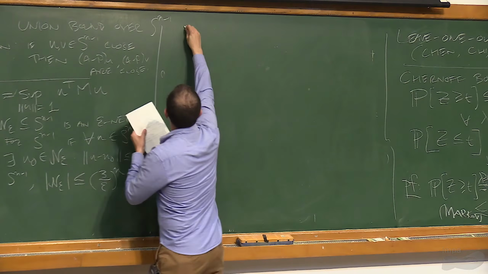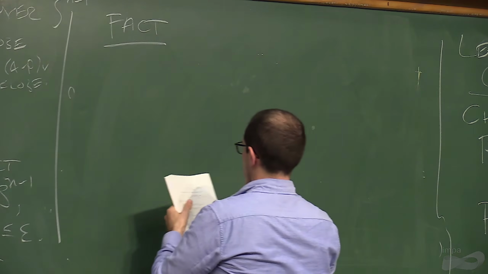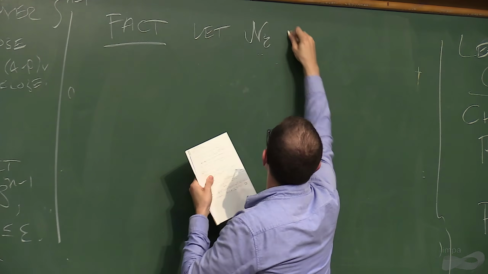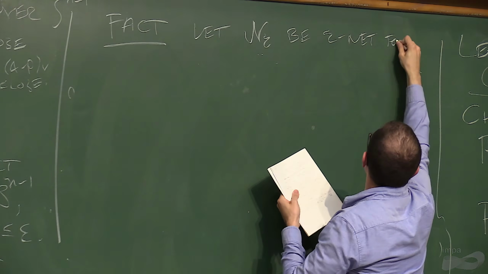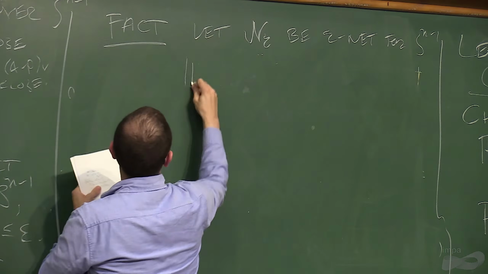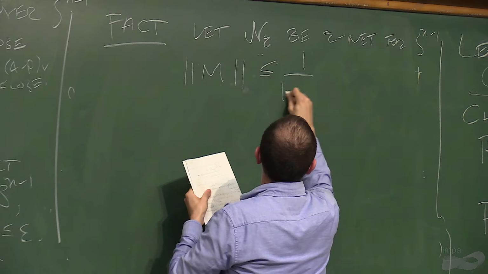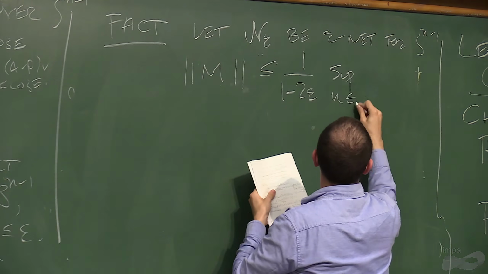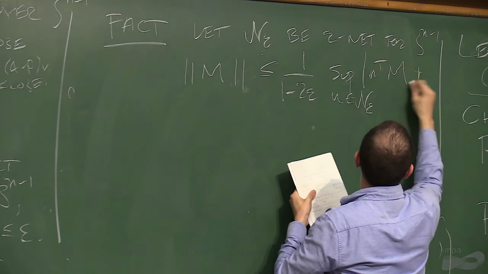This is a fact. It's not hard to prove. It's actually an exercise in the book, I believe. Let N sub epsilon be an epsilon net for S^(n-1). Then the spectral norm of M is at most 1 over (1 minus 2 epsilon) times the sup over all u in N sub epsilon of a quadratic form.